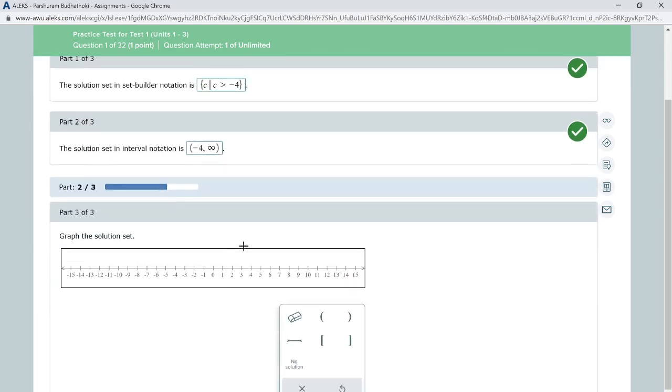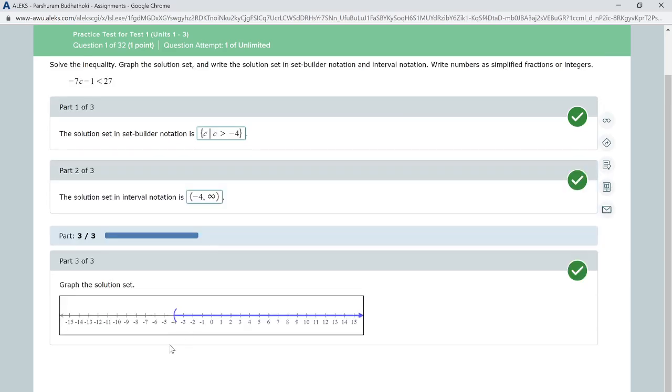When you plot the graph, you have to choose a point which is -4. -4 is here, and then the line goes from here. So anything greater than -4 up to positive infinity. Okay, that's number 1.